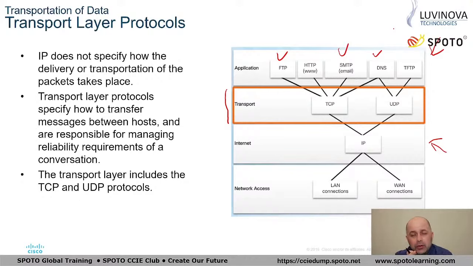Usually the application protocols are well known, and there are around 1024 well-known port numbers and their assigned protocols. Here, the bottom layer, the transport layer, has TCP and UDP. Let's talk about those two protocols and compare them.